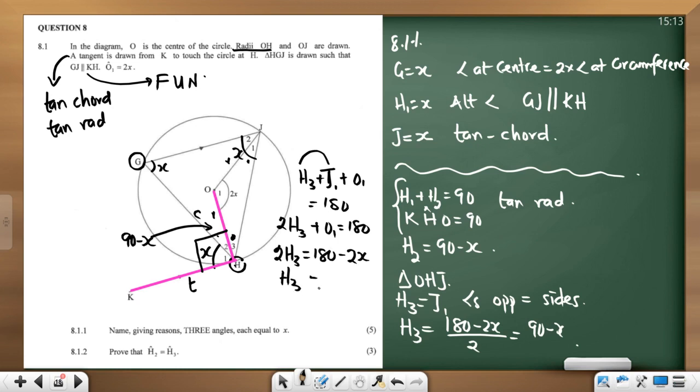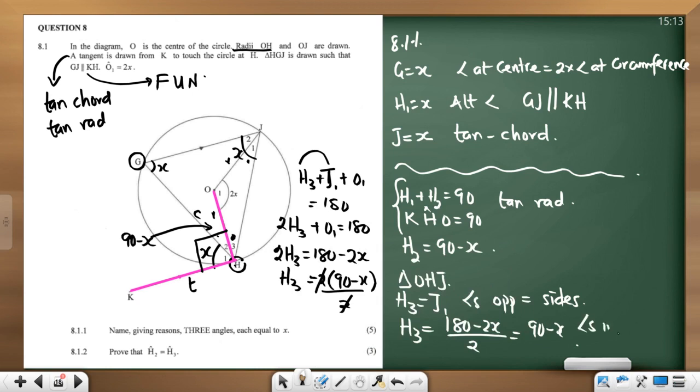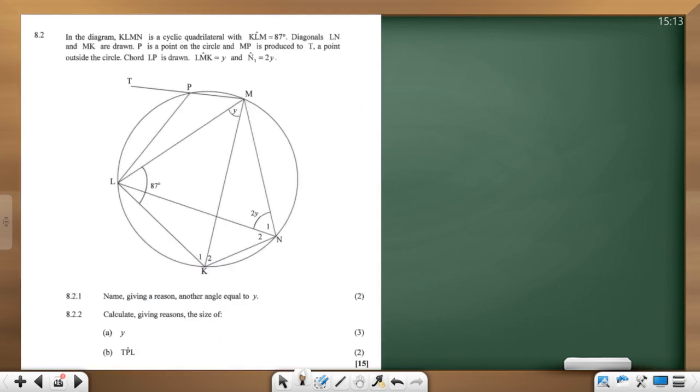All right, what is H3? 2 is common here, so 90 minus X divided by 2 from the H3. All right, 90 minus X. And what will be my reason? Sum of angles in a triangle. So you can see we have our H2 and our H3. H2 is 90 minus X. H3 equals 90 minus X. Therefore, H2 is equal to H3. 8 marks. Beautiful. The skill is to look at the angle and look at the properties of the lines around the angles. Life becomes easy. Let's run through this.